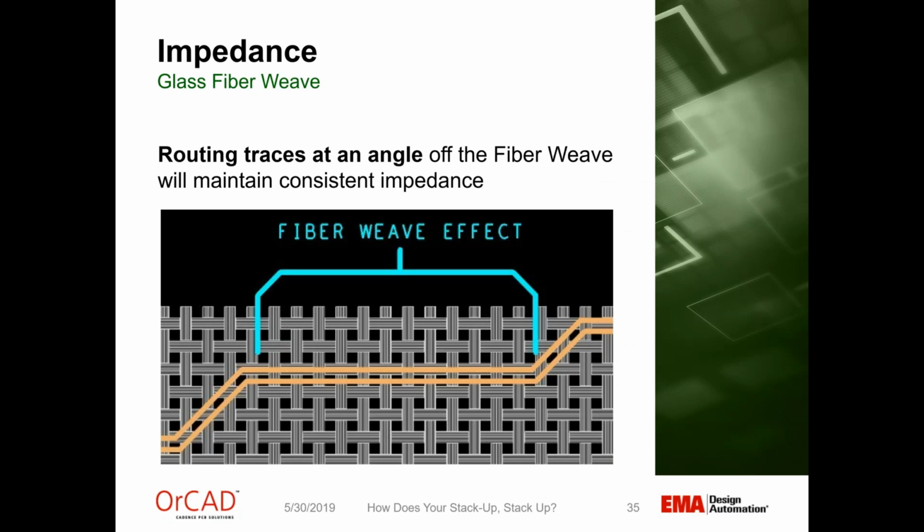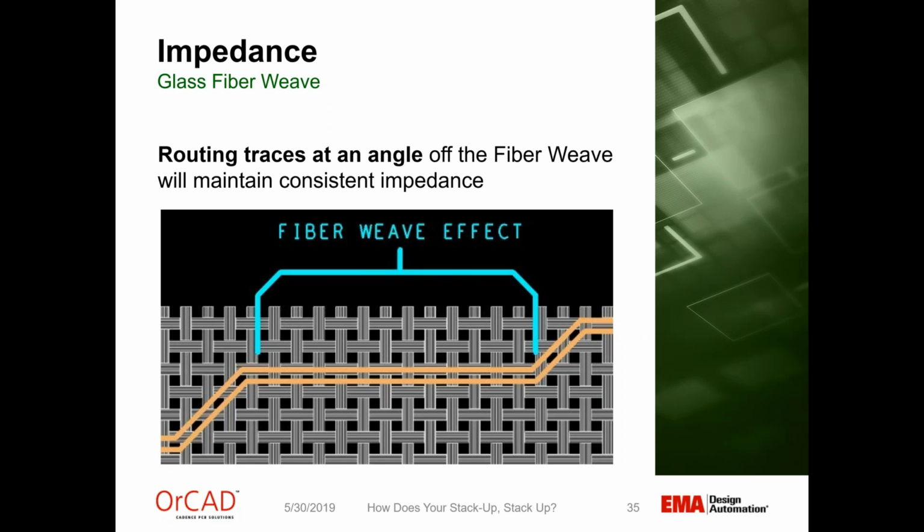Some other high-speed constraints or potential problems you need to be concerned about are things like the fiber weave effect. So the FR4 is like a glass fiber weave, and the weave can begin to have problematic effects on your signal quality as you get into the higher speed signals. And what we see in this graphic is one trace that's right on top of the weave and one that's going across all the gaps.